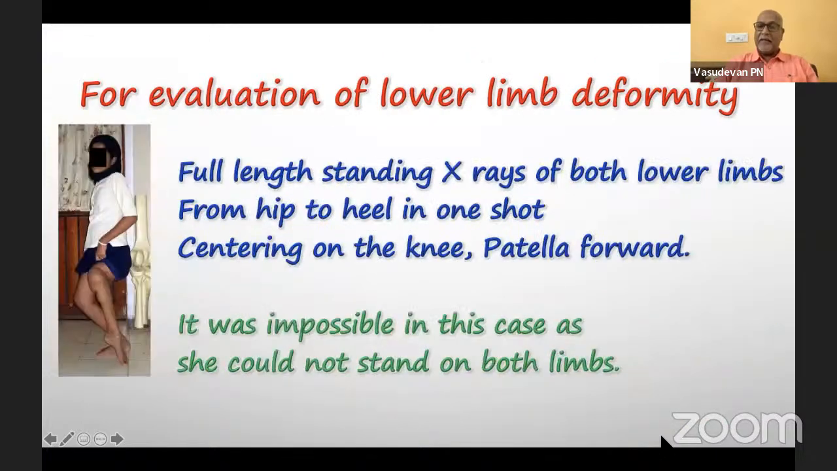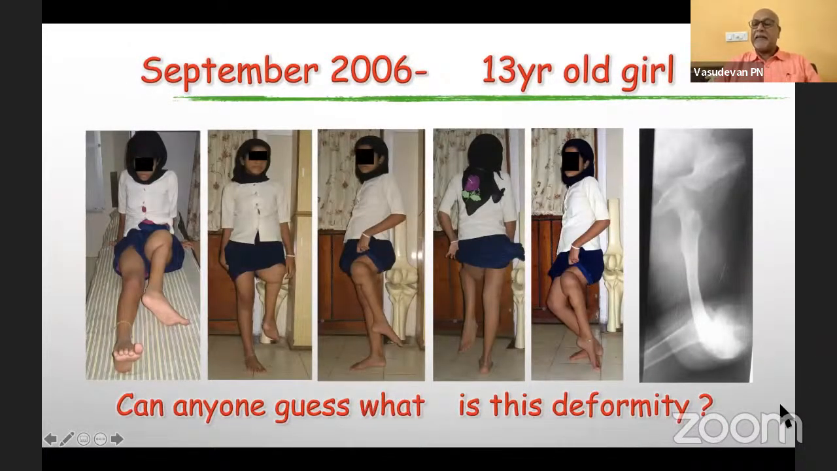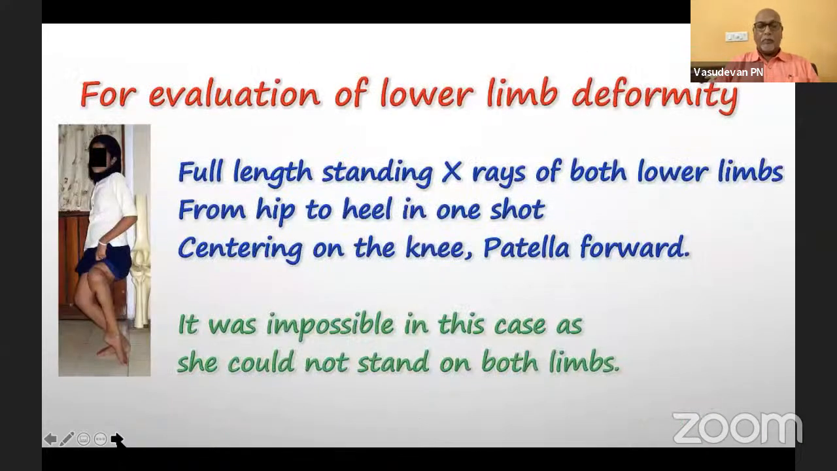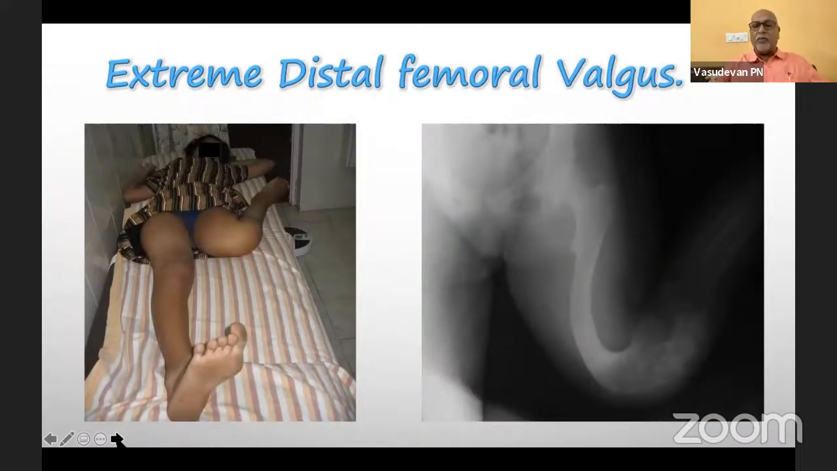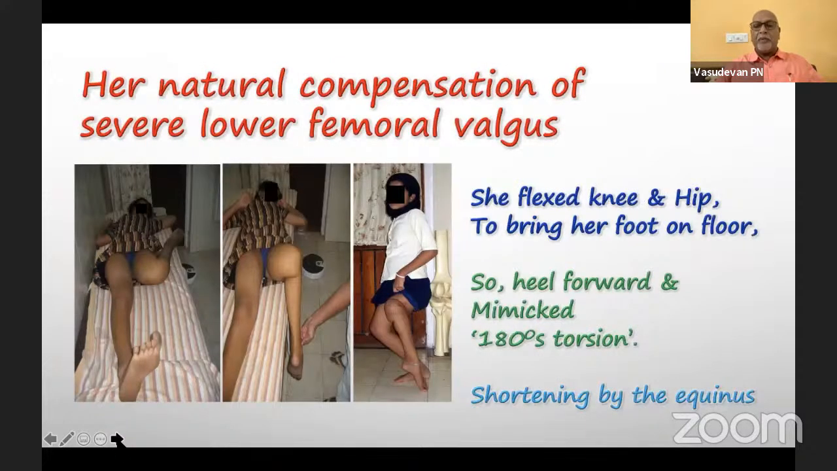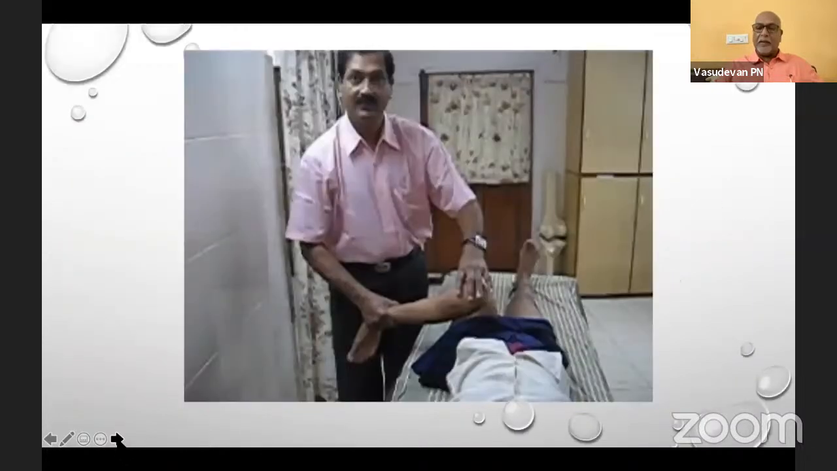You can see the X-ray. That was an AP X-ray which I got. Yeah, this was the X-ray after making the patella point to the roof. You can see the extreme valgus deformity, distal femur valgus. And her natural compensation was that she flexed her knee and hip to bring the foot onto the floor. So that was how she was keeping it, and it was an illusion that 180-degree torsion had happened.